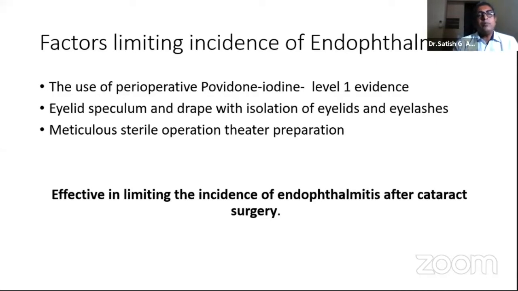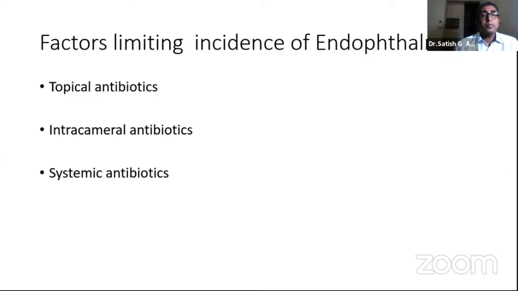Of all the factors which limit the incidence of endophthalmitis, I think the usage of perioperative povidone iodine definitely has a level of evidence. And very good draping with isolation of eyelids and eyelashes, and meticulous sterile operation theater preparations, are definitely going to limit the incidence of endophthalmitis. But what are the factors post-operatively? So you have taken enough precautions intraoperatively and post-operatively. What are the factors which we look into?